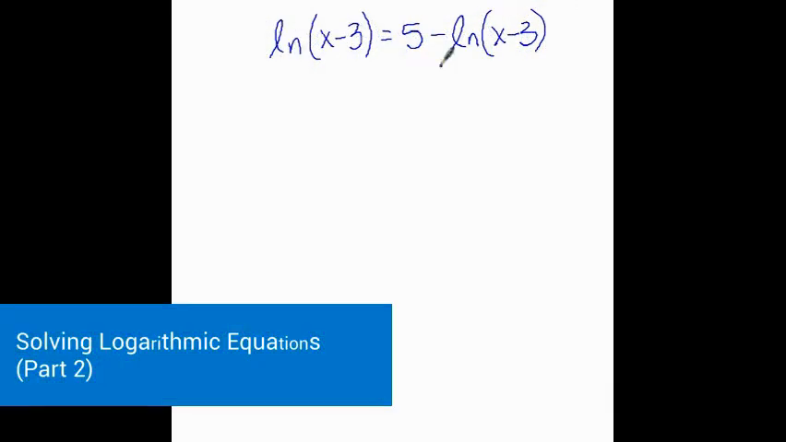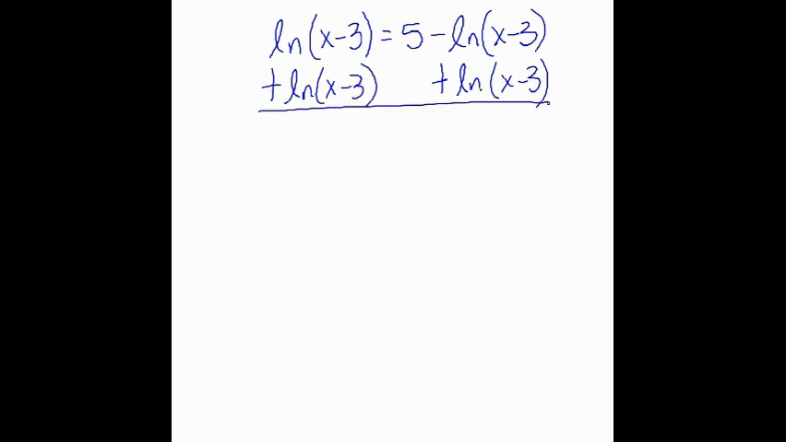All right, let's go ahead and solve this one by adding natural log of x minus 3 to both sides. Now notice both of their arguments are natural log of x minus 3. We can multiply these together using the addition property, but that's going to get complicated pretty quickly. So I'm actually just going to leave it as 2 natural log x minus 3 equals 5.